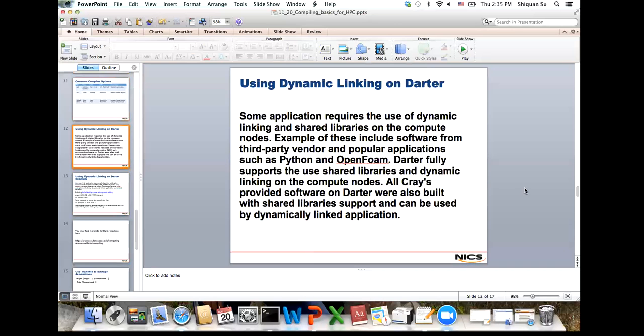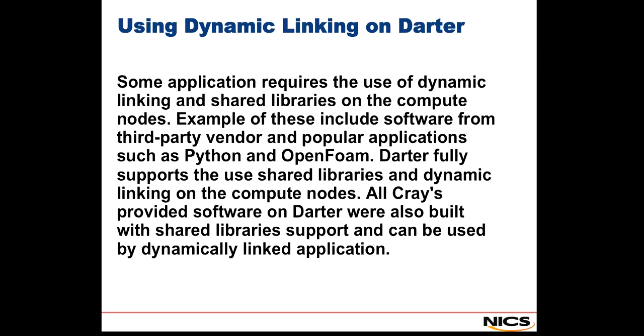Some applications require the use of dynamic linking and shared libraries on the compute nodes. Examples of these include software from third-party vendors and popular applications such as Python or OpenFOAM. Data fully supports the use of shared libraries and dynamic linking on the compute nodes. All Cray-provided software on Data was also built with shared library support and can be used by dynamically linked applications.